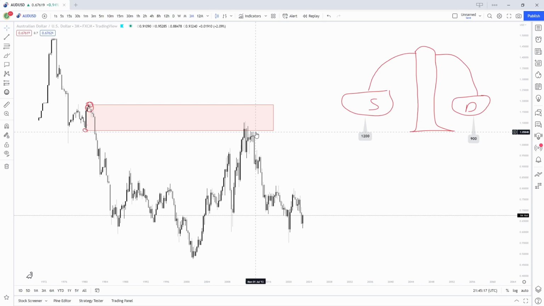Now, it's worth noting that not every single point of interest or supply and demand zone that we identify within the market is always going to cause a major reversal.